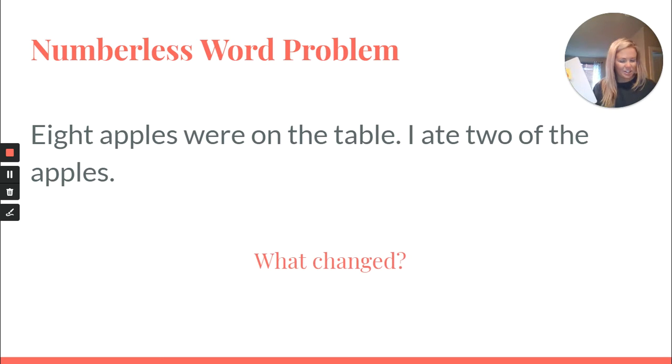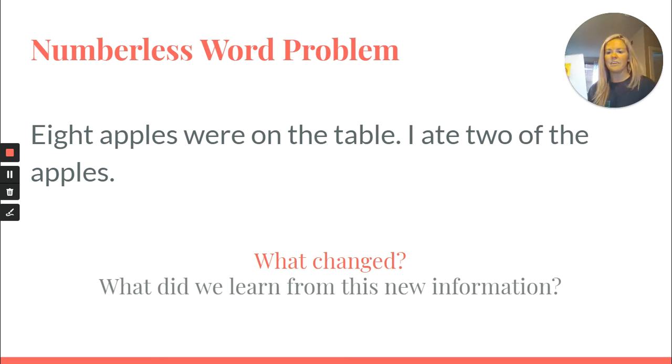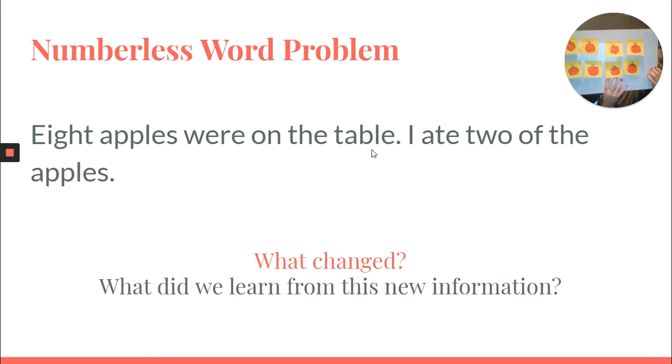Okay, here we got more information. Let's read it together. 8 apples were on the table. This is my table. Do we have 8? 1, 2, 3, 4, 5, 6, 7, 8. Okay. I ate 2 of the apples. We learned some new information. What did we learn today? On this one, we learned I didn't just eat some. It told me exactly how many I ate.